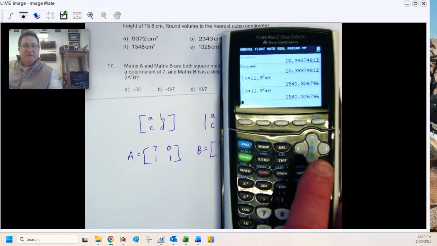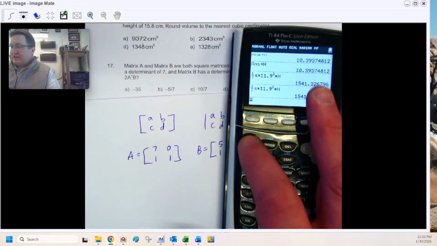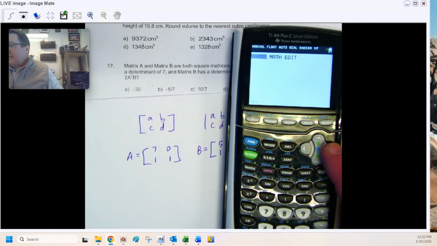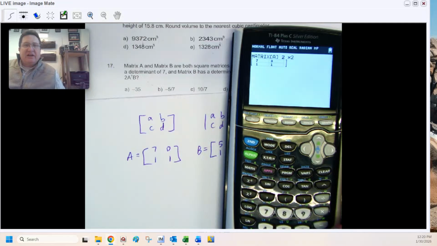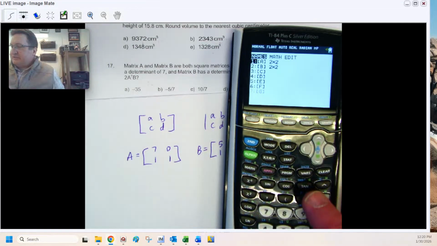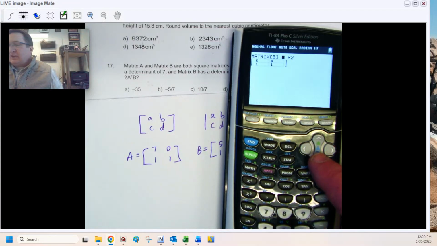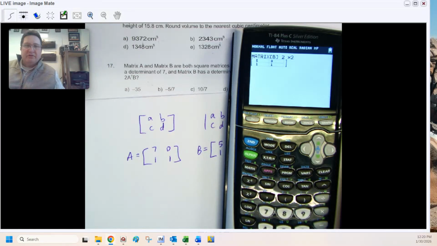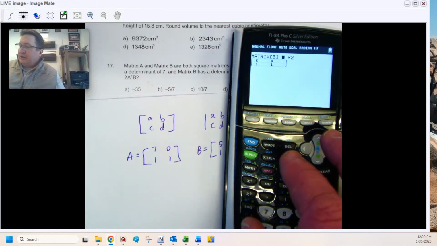How about there, maybe? All right, so if I hit second matrix and hit edit and A, you can type the matrix in that we have. You can see that I've already done that. And then matrix B, similarly, I'll hit edit, matrix B, and then I have 5, 0, 1, 1. And then the question says, what is the determinant of matrix 2A transpose B?